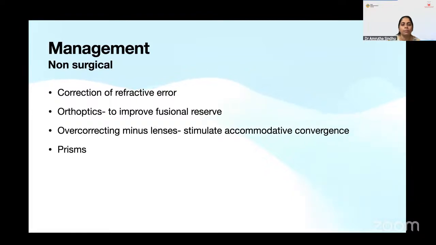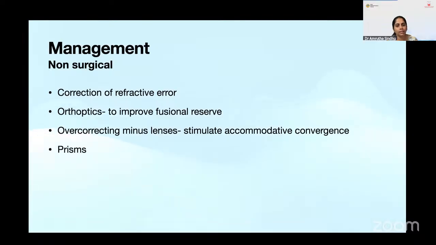And also we have newer software-based exercises which can actually improve the fusional reserves and can improve the stereopsis as well. So of late, we are also giving a lot of software-based exercises. There is something called over-correcting minus lens therapy. This is also a non-surgical way of treating these IXTs.